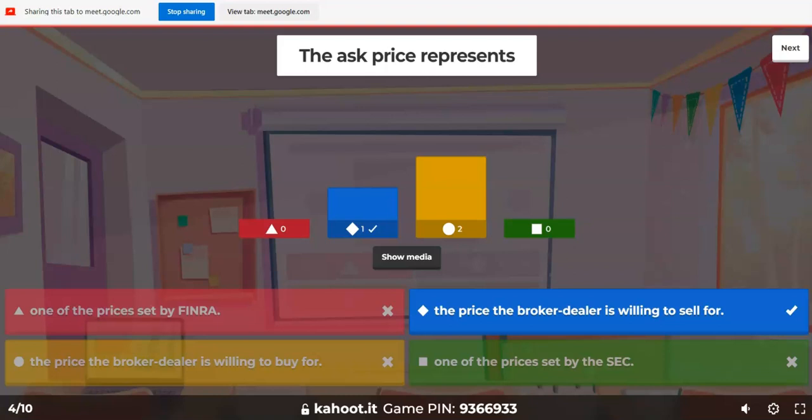Now, which is the one that the dealer is willing to buy it for? They're willing to buy at the bid price. So if a customer wants to sell, they sell at the bid price because they're selling to the highest bidder. Now, fortunately, no one chose FINRA or the SEC. They are regulators. They're not actually market participants.